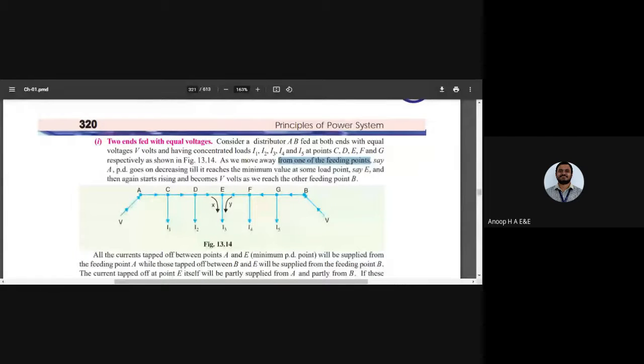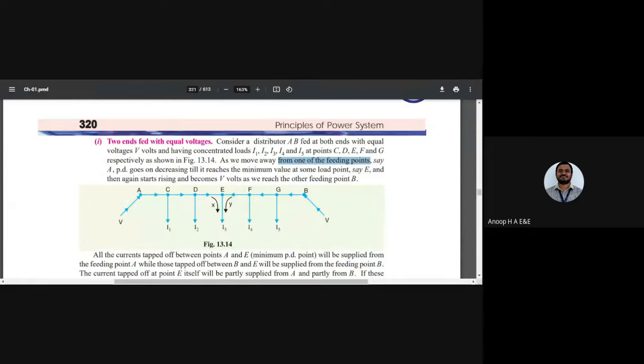So when I say the voltage is at point A, the potential difference goes on decreasing till a minimum value is reached at a load point. I take C and D as the considerable voltage drop. So I come to a point E, and then it starts increasing again and becomes V, because both ends are to be fed with equal voltages, and it becomes V volts as we reach the other feeding point.